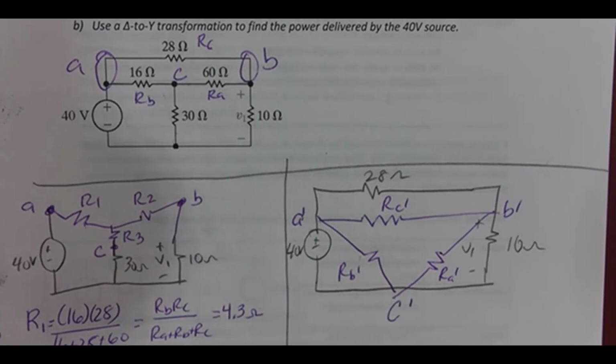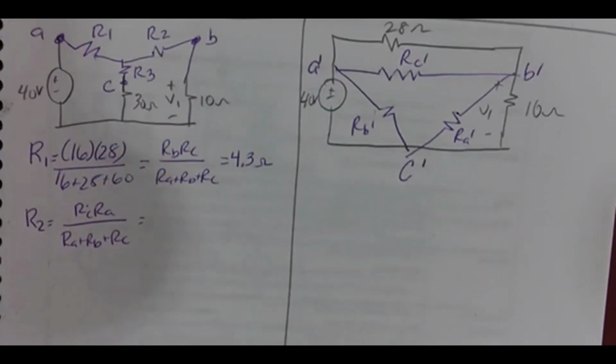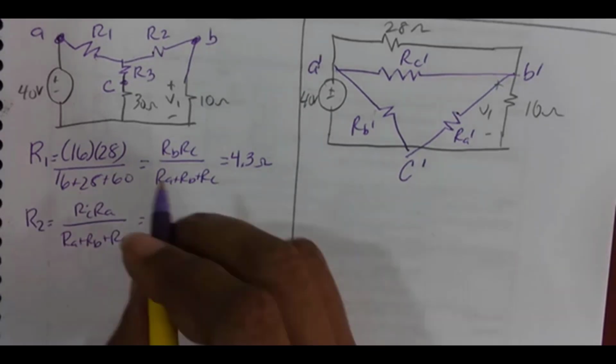R2 is going to be RC times RA over RA plus RB plus RC. So the denominator stays the same. The denominator is still 16 plus 28 plus 60. What is that? 88 plus 16? 104, right? 104.